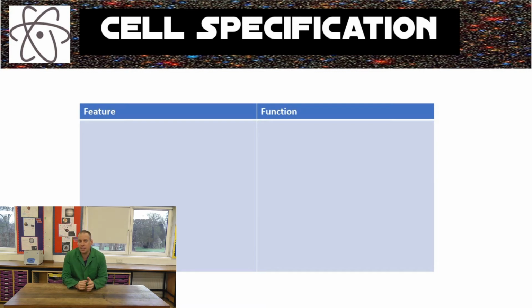On the screen is going to appear a table. I'd like you to have a go at writing that table down. You'll see the first column on it has feature. The second column on it has function. And I'm going to show you two more cells, and I'm going to see if you can come up with the features and functions for each of them. I'm going to start off with this one here.